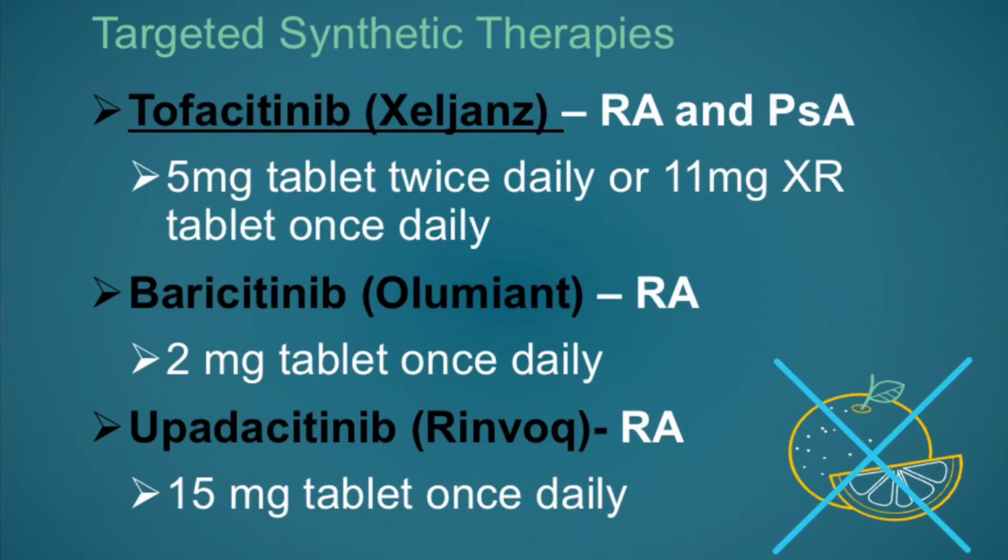Our 3 targeted synthetic therapies are tofacitinib, known as Xeljanz, and this is approved for both rheumatoid arthritis and psoriatic arthritis. We have a 5 milligram tablet that can be taken twice daily, or a newer 11 milligram long-acting tablet, which has been approved for rheumatoid arthritis. Baricitinib, or Olumiant, is a once-a-day 2 milligram tablet that is approved for rheumatoid arthritis, and upadacitinib, Rinvoq, is also for RA, and it is a 15 milligram tablet once a day.